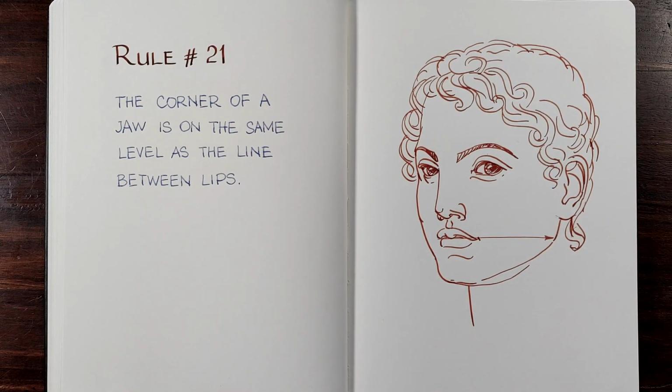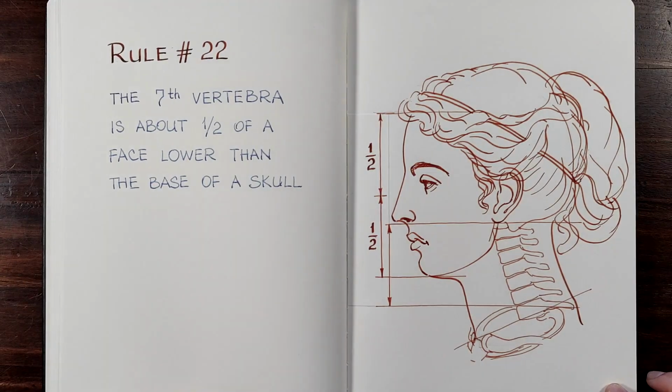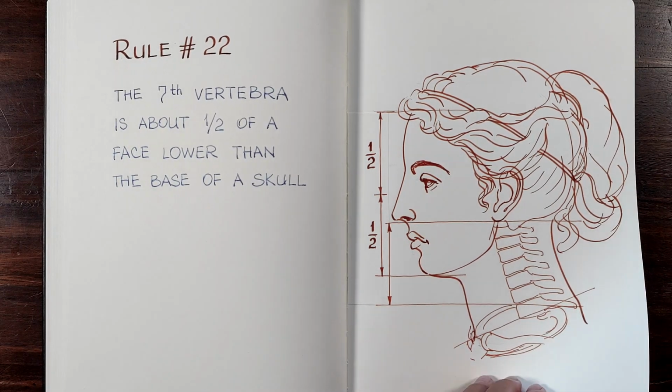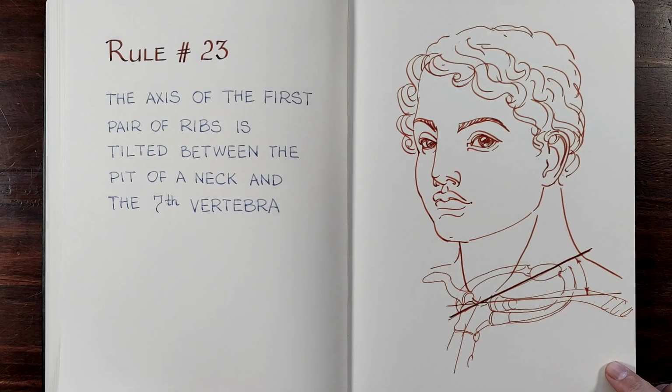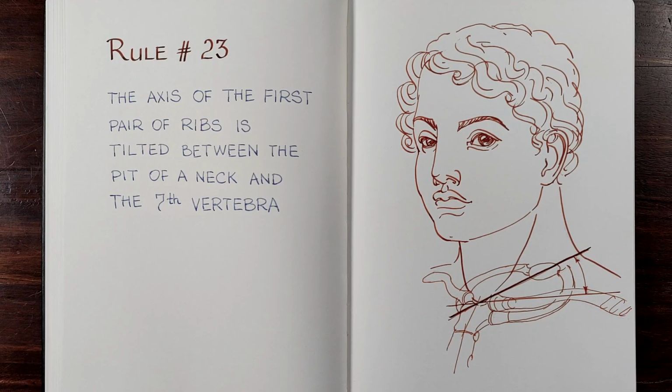Rule number 21. The corner of a jaw is on the same level as the line between lips. Rule number 22. The seventh vertebra is about 1/2 of the face lower than the base of a skull. Rule number 23. The axis of the first pairs of ribs is tilted between the pit of a neck and the seventh vertebra.